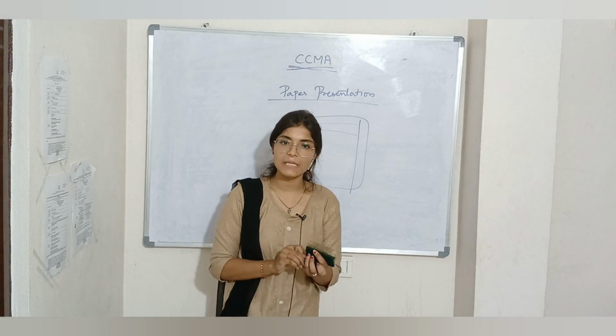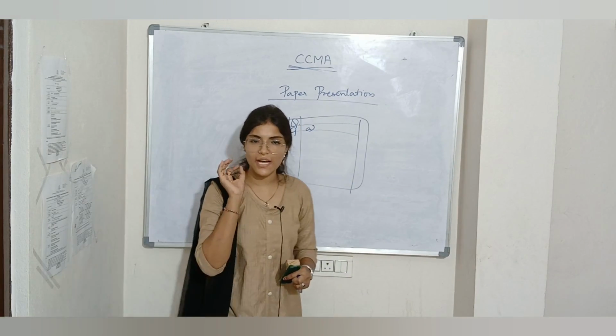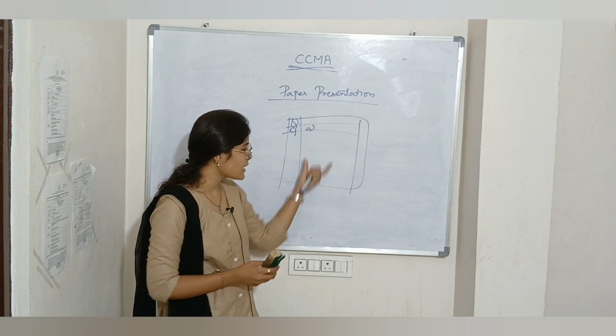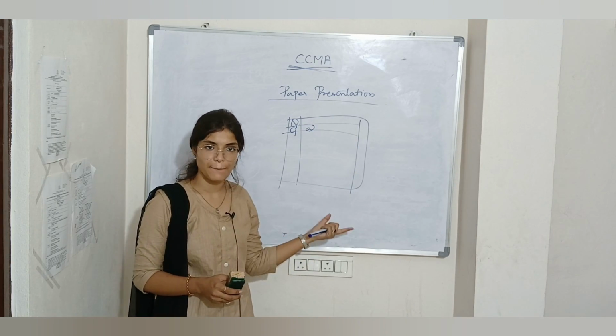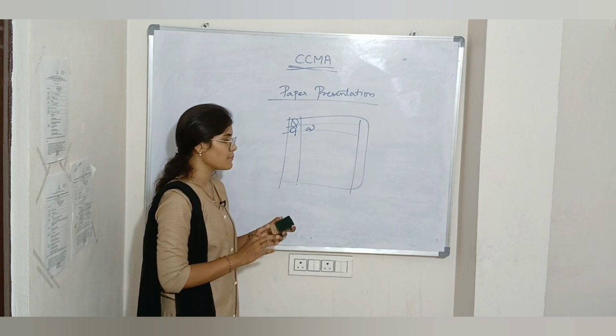For theory, minimum 3 sides: front, back, front. 3 sides of the answer are a must for 12 marks. And for short answers, 1.5 side or 1 side of the page is important. This is for whoever is attempting theory. So this is the important thing.